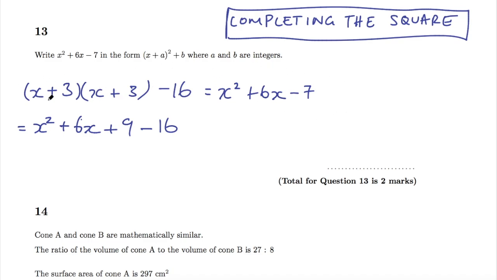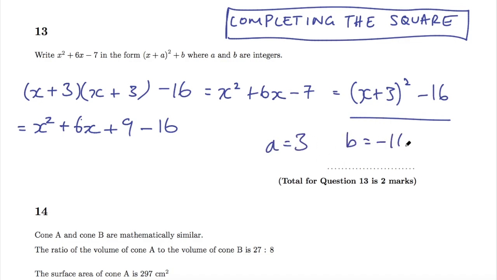And so now I've got this nice factorization with something on the end, and as this is a perfect square, I can say all of this is going to be (x plus 3) squared minus 16. And what we've done there is put it in the form (x plus a) squared plus b. So a is equal to 3 and b is equal to minus 16. And that's for 2 marks.